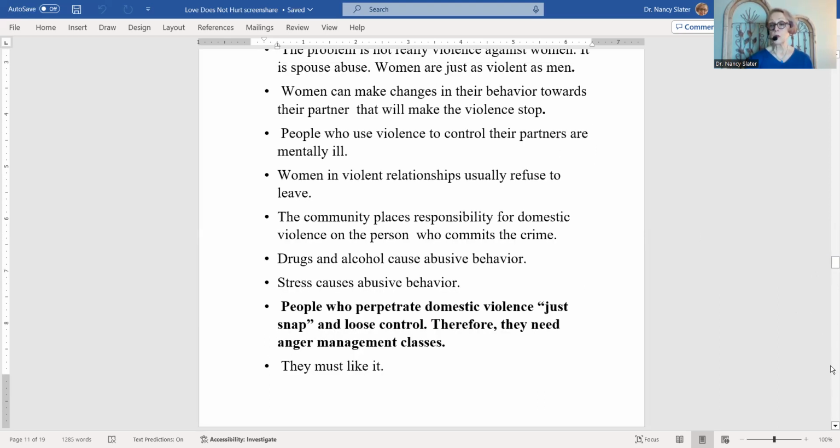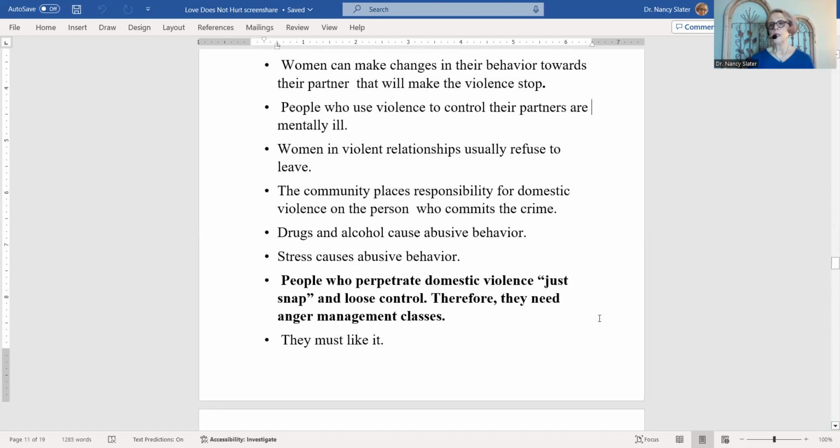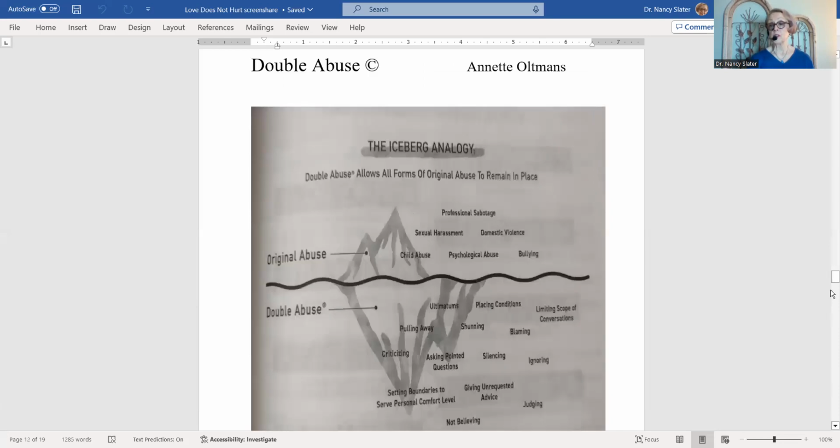People who use violence to control their partners are mentally ill. No. Some maybe, but we cannot blame this behavior on mental illness. This is not mental illness. Remember, violence is based on attitudes and learned behavior and emotions, not on mental illness. That is a myth that may explain some situations, but it certainly doesn't explain them all. And I'm just not willing to explain away intimate partner violence with mental illness.